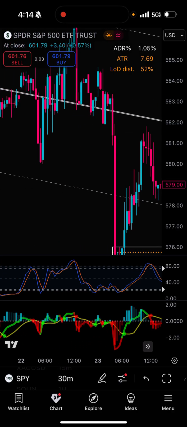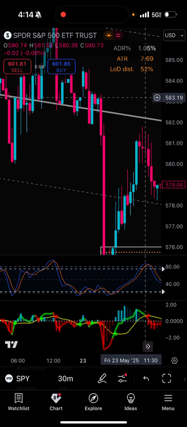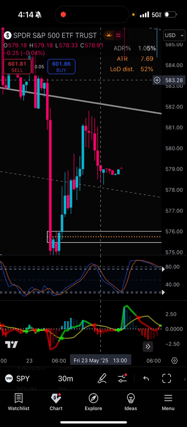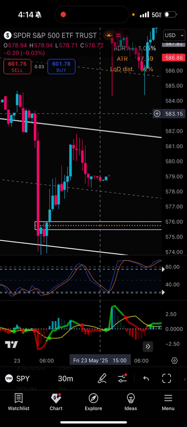I guess your first target would be here at the low at 580, and then the second target would be right here at 583, I think. Yeah, so 583 would be your second target. But again, you would have gapped up, so you immediately would have hit this overnight, right?